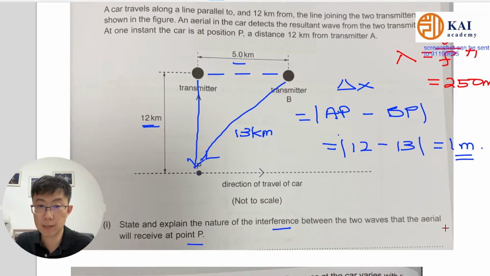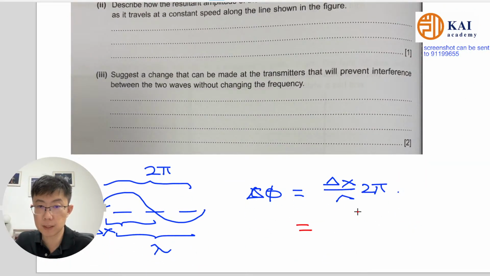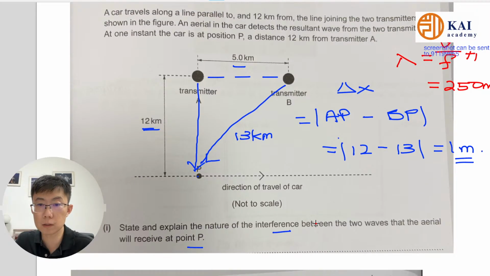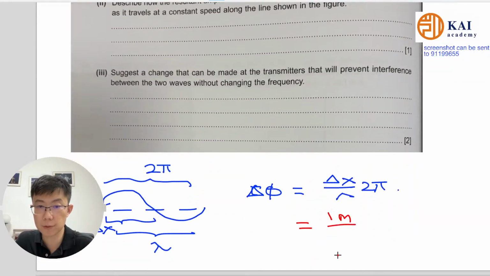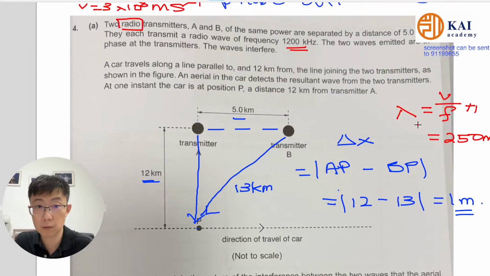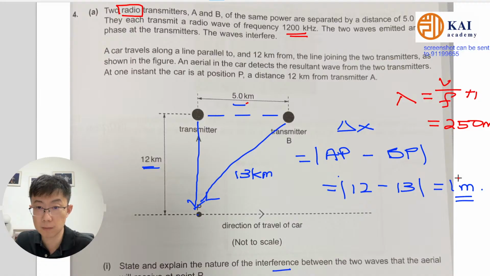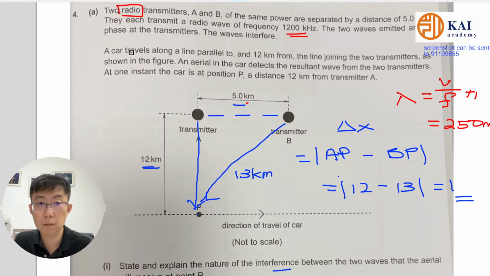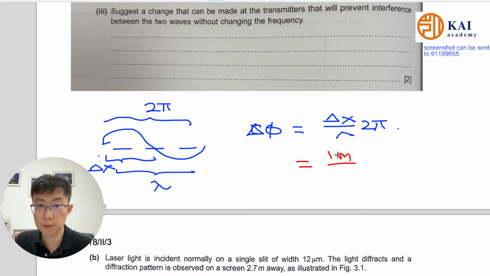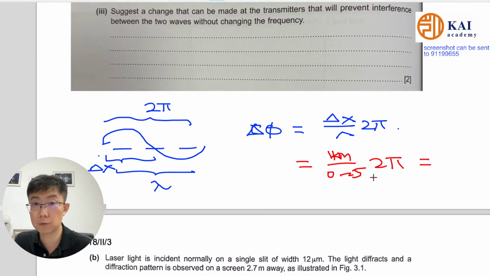Then I use this formula, which will give me a delta x of 1 meter. Right, and then lambda is actually 250 meters. My bad, this delta x is in kilometers, so this should be 1 km divided by 250 meters, so 0.25, then times 2 pi. 1 km divided by 250 meters is 4, times 2 pi, that will give me 8 pi.